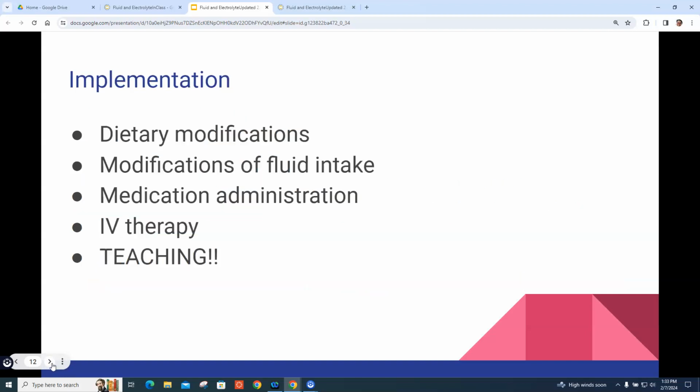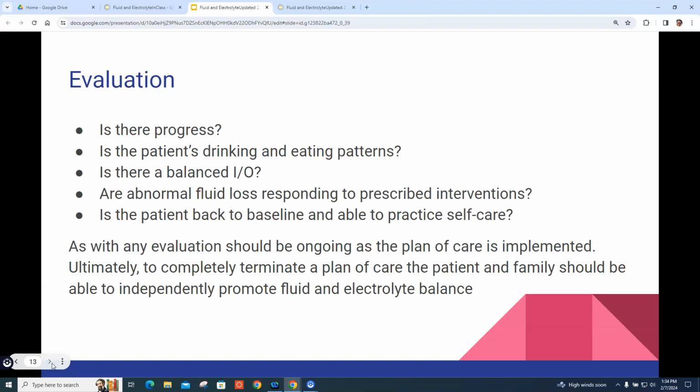All right. So these are your implementations: dietary modifications, modifications of fluid intake, medication administration. IV therapy is a huge one with fluid and electrolyte imbalances. Obviously, in block 1, we don't do them, but you must know that there is IV therapy as a potential thing. And one of the biggest things is teaching our patients. We have to teach our patients to cut down on the salt, or maybe they're drinking too much water. Maybe they're not taking their heart failure medication. So we have to educate our patients.